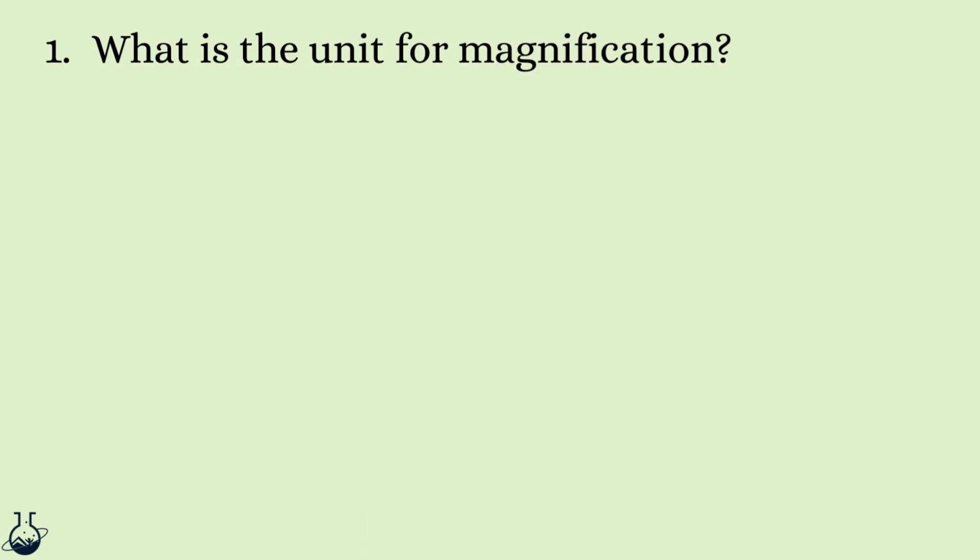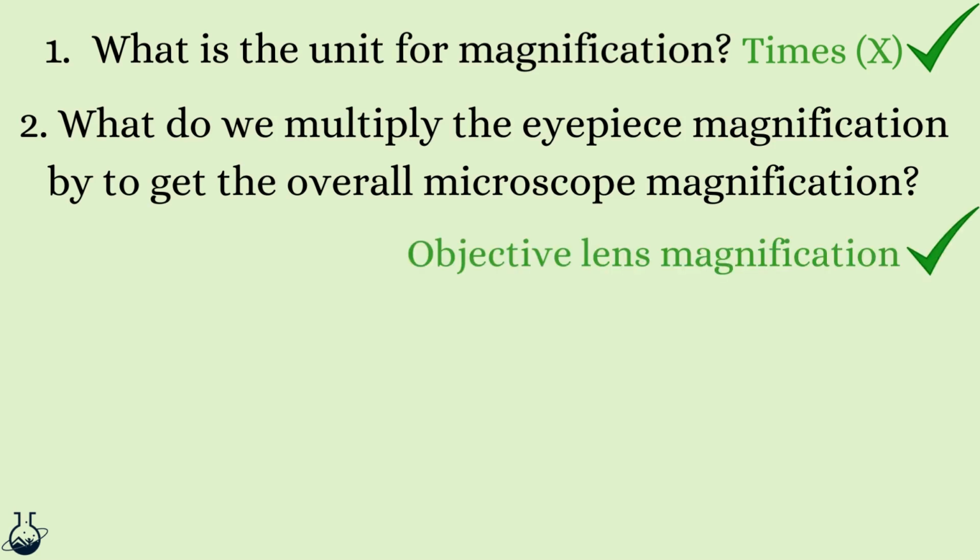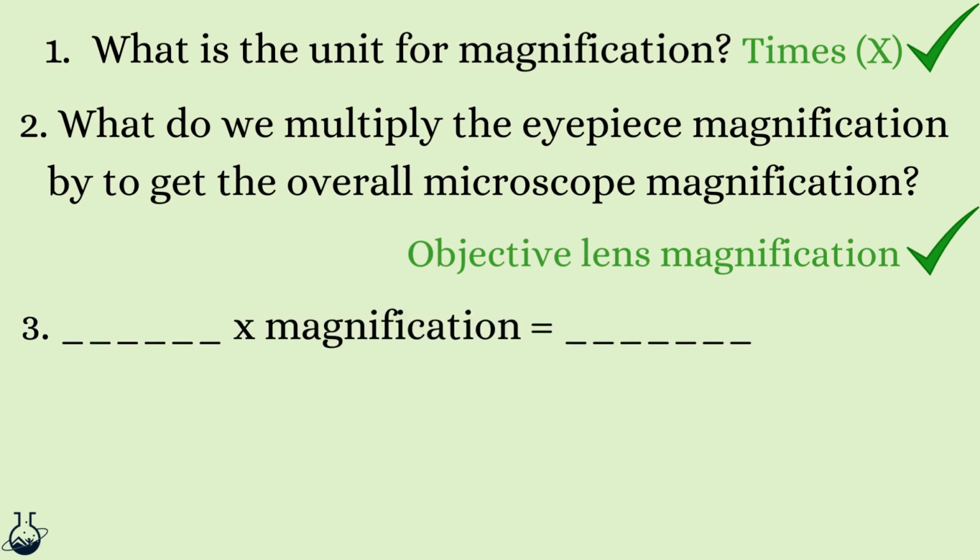Question 1. What is the unit for magnification? Times, shown by an X. Well done. Question 2. What do we multiply the eyepiece magnification by to get the overall microscope magnification? The objective lens magnification. Question 3. Something times magnification equals something. Actual times magnification equals image.